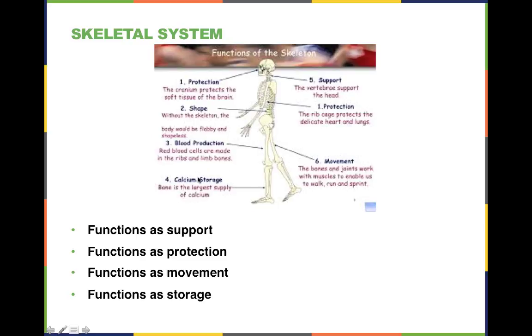There's calcium storage, phosphate storage, and the largest repository of calcium in the body is in the skeleton. And the skeleton is what is acted upon by hormones in order to either release calcium or store calcium. And then the last function is the production of blood cells, primarily in the long bones of the leg and in the hip bones.